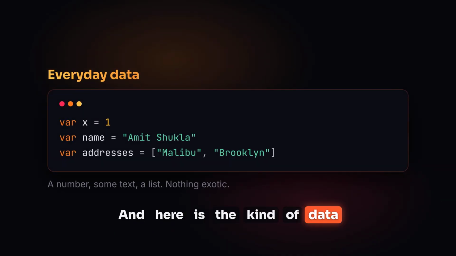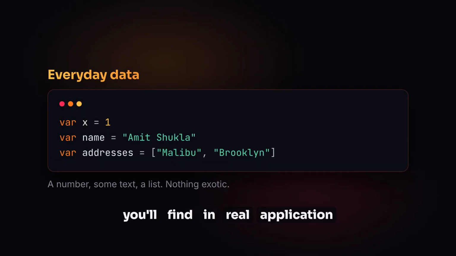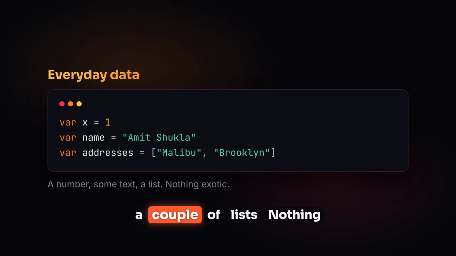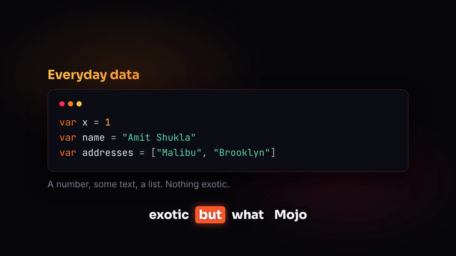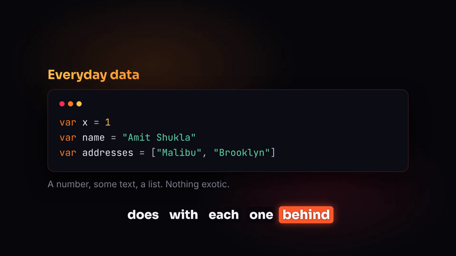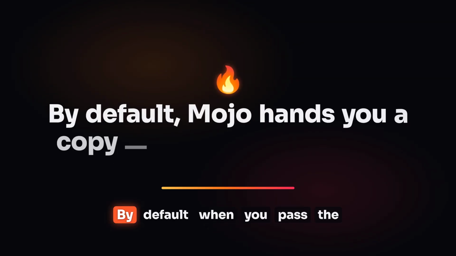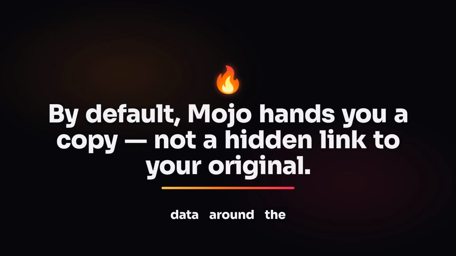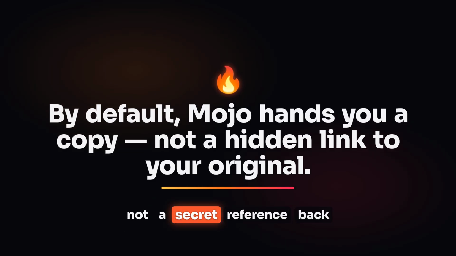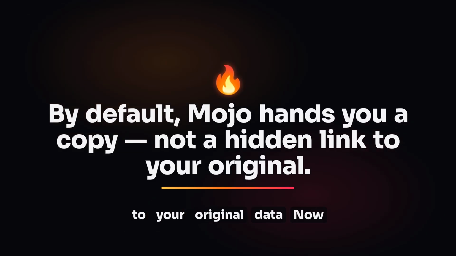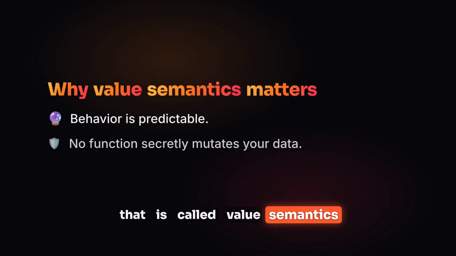And here's the kind of data you will find in a real application: a number, some text, a couple of lists, nothing exotic. But what Mojo does with each one behind the scenes, that's where it earns its speed. By default, when you pass data around, the receiver gets a logical copy, not a secret reference back to your original data. That is called value semantics.